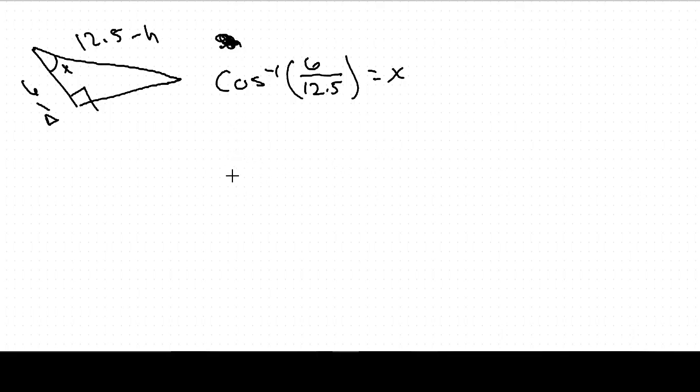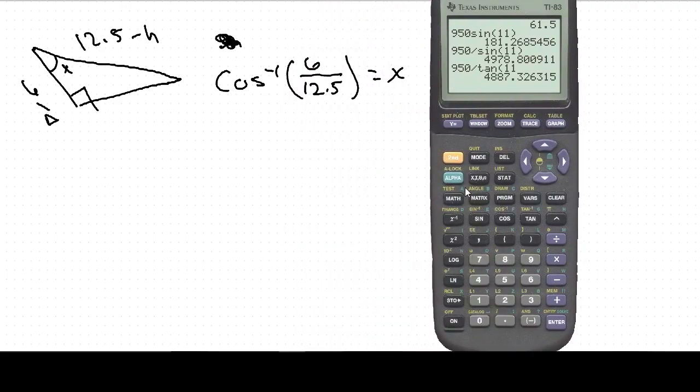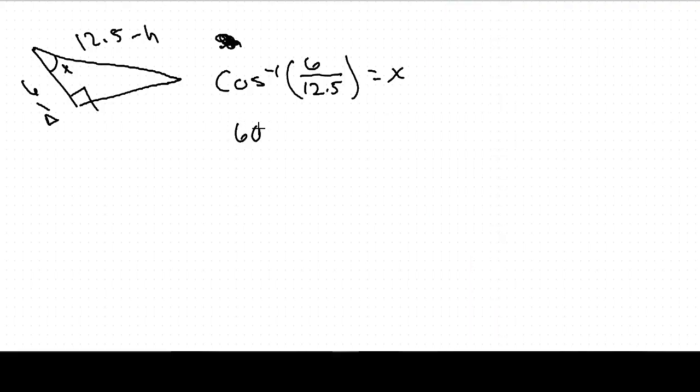Okay. Alright, so... Oh, I already know it. I can do that in my head. Cosine inverse of 6 divided by 12.5. Is that somewhere around 60 degrees? Yep. Could never do that. 61.3, so that's that angle.